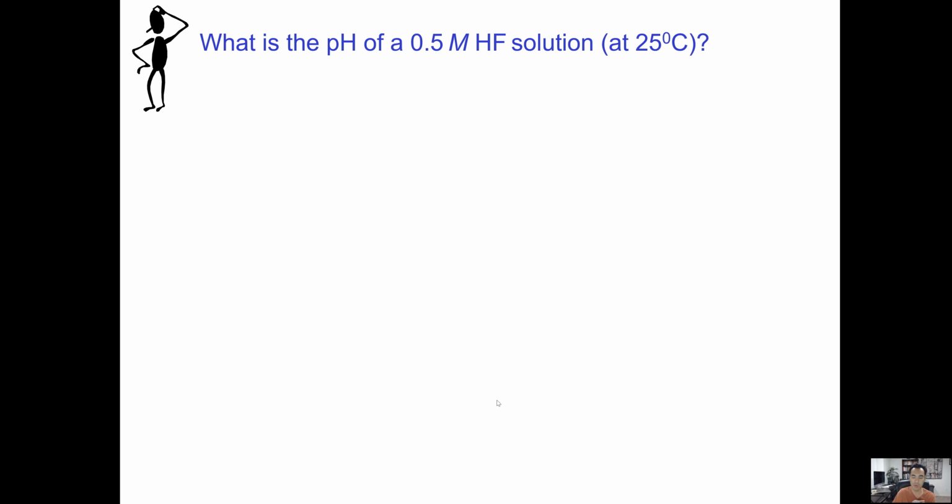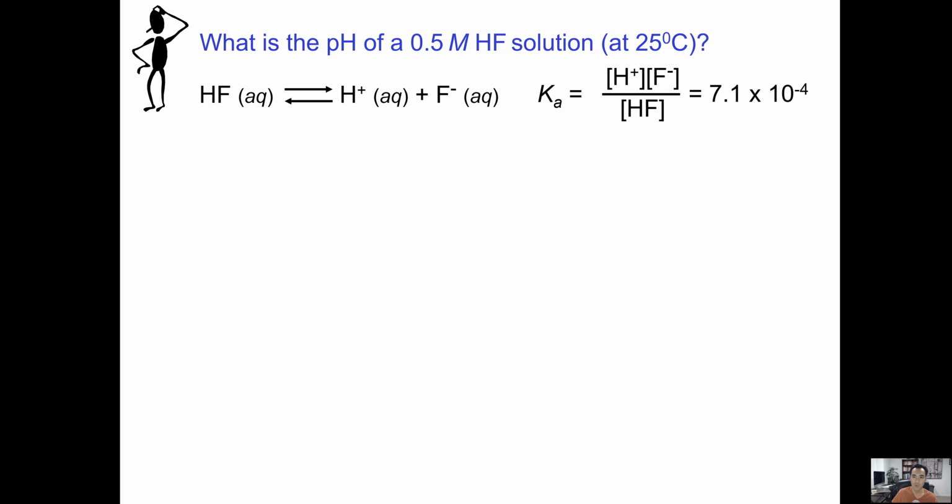All right, let's do a couple more problems. What is the pH of a 0.5 molar solution of HF? This is another straightforward type of problem. Your first step is to write the equation out: HF equals H plus plus F minus. And then you get the Ka value for this.